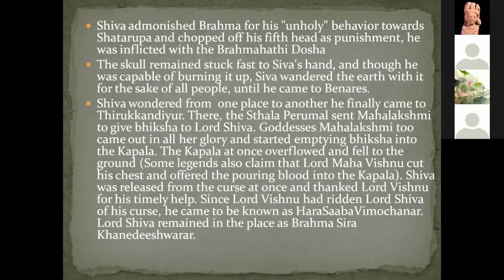So Shiva admonished Brahma for his unholy behavior towards Shatrupa and chopped off his fifth head as punishment. He was inflicted with the Brahmahatya dosha. Brahma's skull remained stuck fast to Shiva's hand, and though he was capable of burning it up, Shiva wandered the earth for the sake of all the people until he came to Benares.